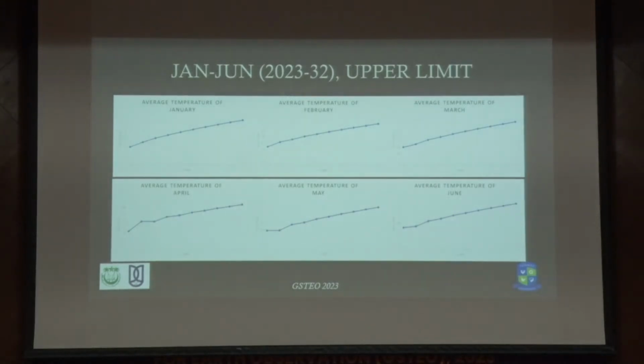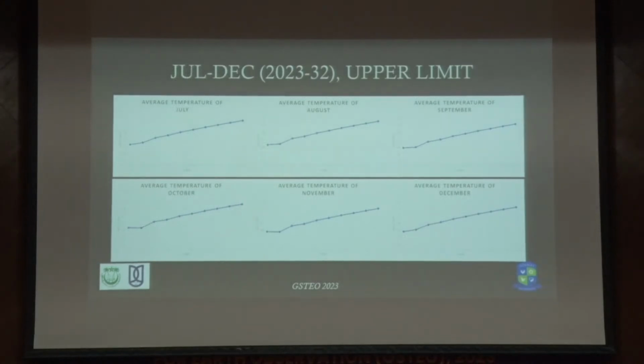That can assure us that in coming decades, the heat wave scenarios will get a very high frequency, and that's very inhabitable conditions for humans. And likewise, the other months show the same thing from July to December up till 2032.